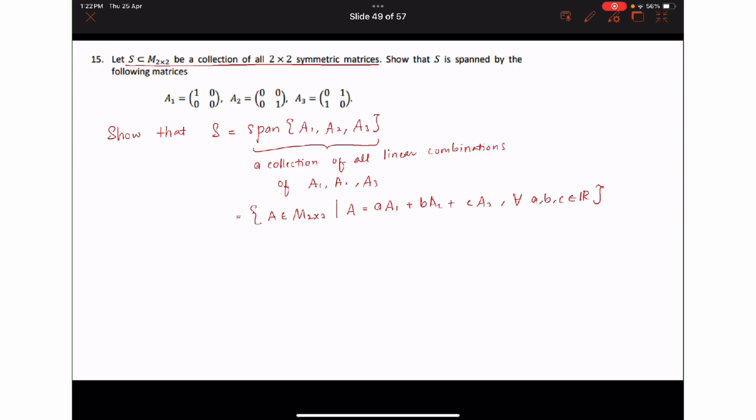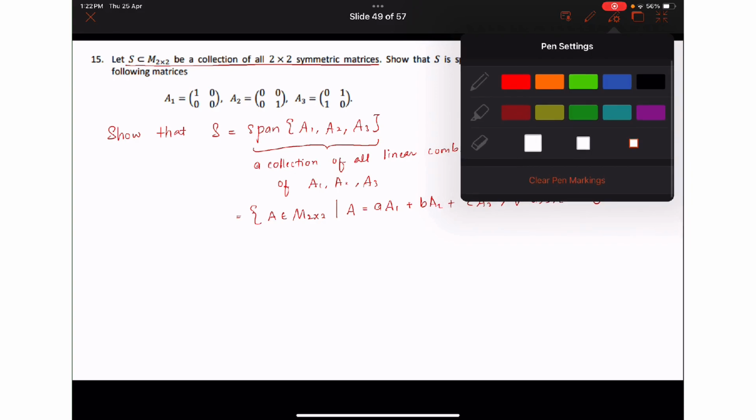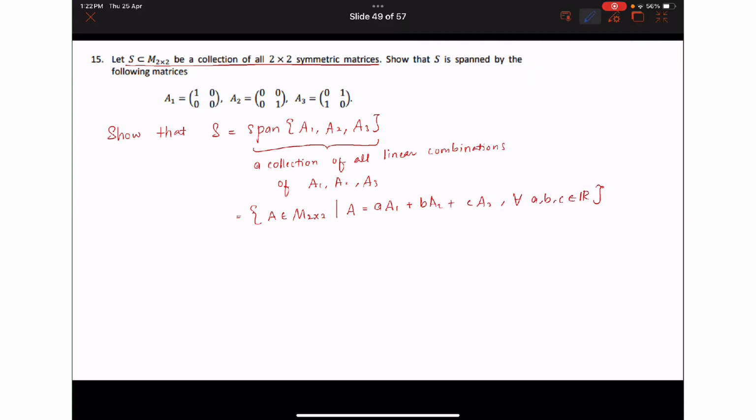Recall that to show that S is equal to span A1, A2, A3, we have to show two things. There are two statements that we have to show. The first statement is S is a subset of span A1, A2, A3, and the second is that span A1, A2, A3 is a subset of S. So to complete the proof, we have to prove statement 1 and statement 2.